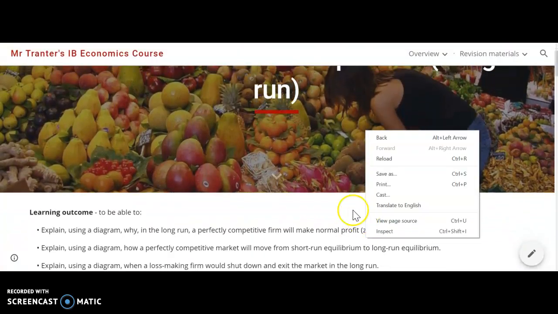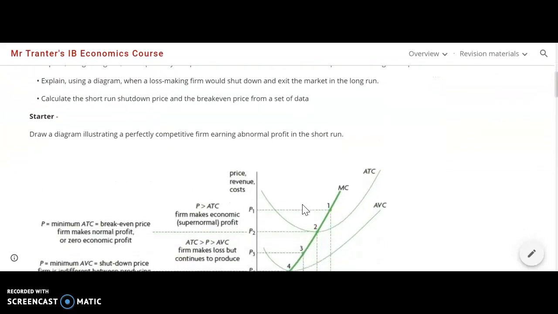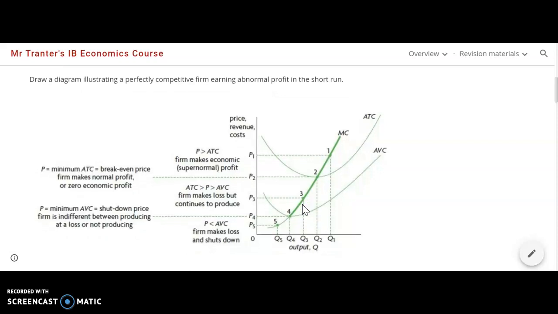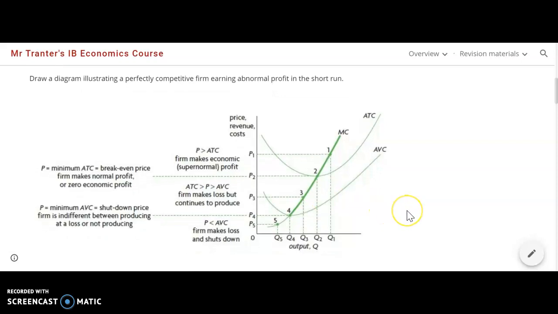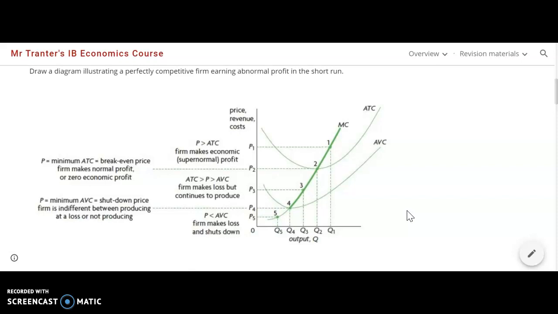So, long run perfect competition. I'm going to see what the difference is. First of all, it says draw a diagram there. Usually if we were in class, I'd get your mini whiteboards out and I'd check your diagram. But let's just do a quick review of last lesson.